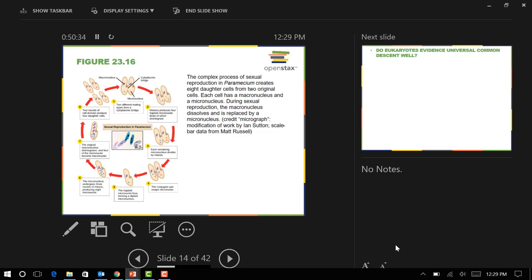So, do eukaryotes evidence universal common descent well?